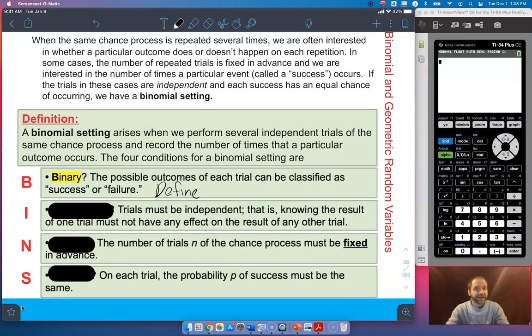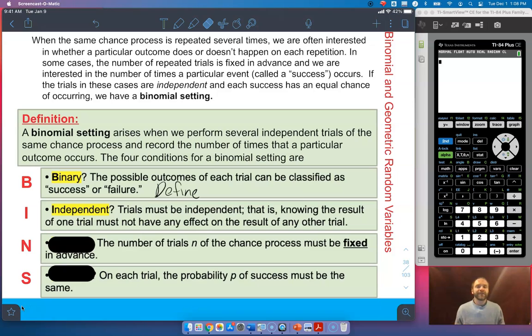Flipping a coin 10 times, I said heads. So success is me getting heads and failure is getting tails. So I can define that setting as binary. Independent, I told you to circle or highlight that one, says trials must be independent of each other.